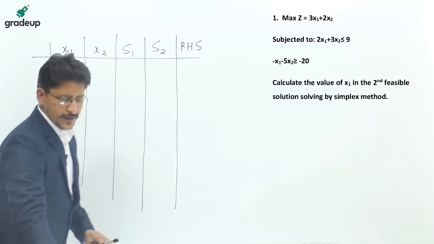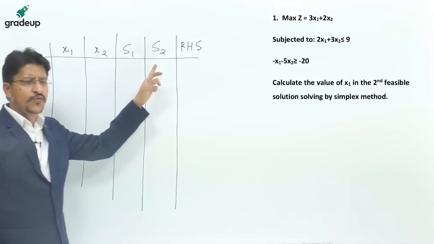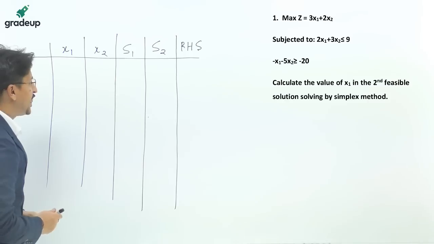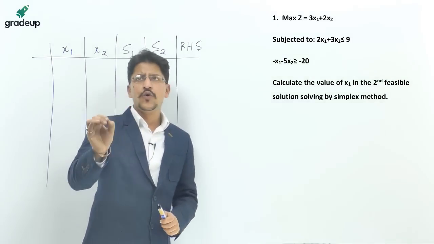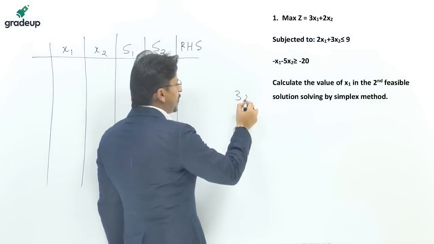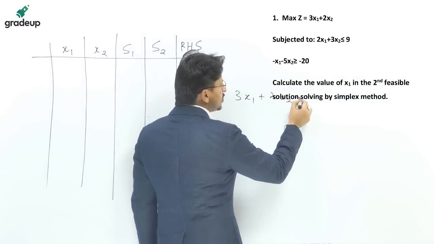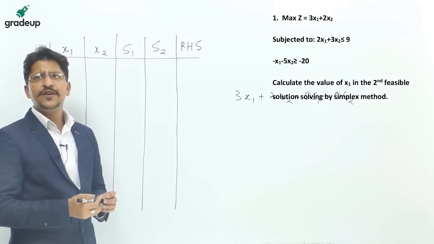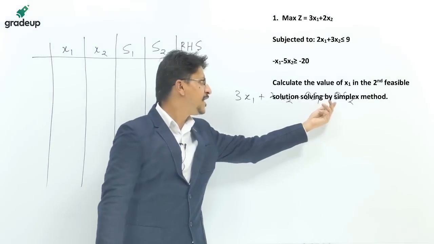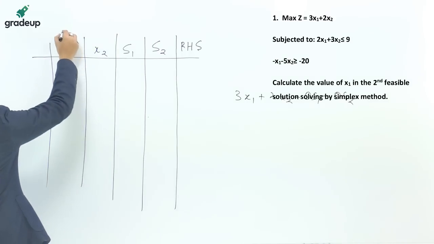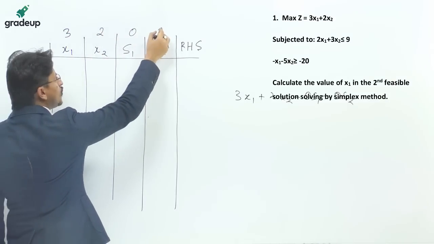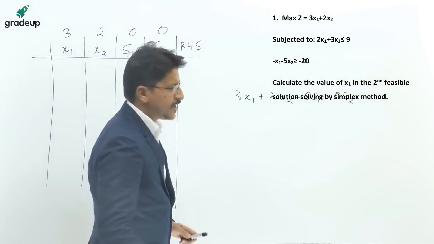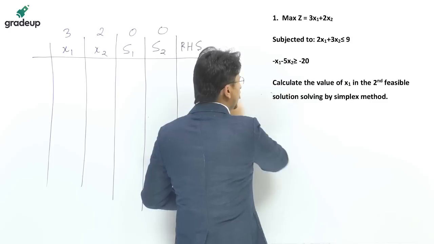Now see, above these values you write the coefficients of the maximization equation, that was 3x1 plus 2x2 plus 0s1 plus 0s2, because s1 and s2 we have introduced from our own side, so we take them as 0. So just writing them here, that is 3, 2, 0, 0. Okay, the RHS value is not there, so just writing it in this way.